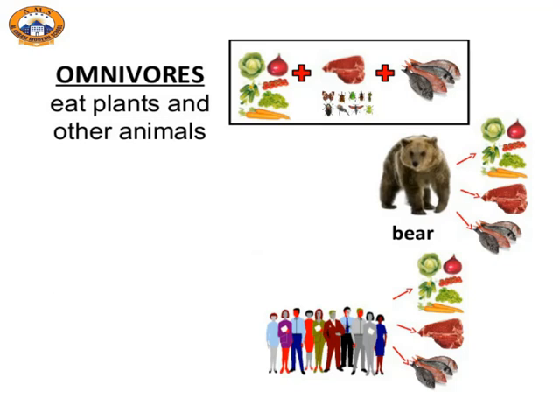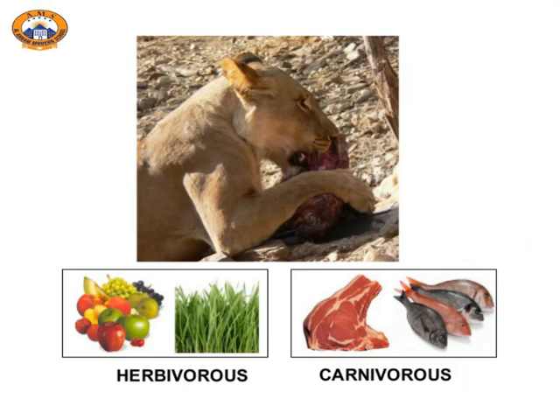Okay, let's have an exercise. Look at the picture and decide whether this animal is a carnivore or a herbivore animal. The lion is eating meat. So is it a carnivore or a herbivore? Carnivores eat meat only. So the lion is a carnivore.